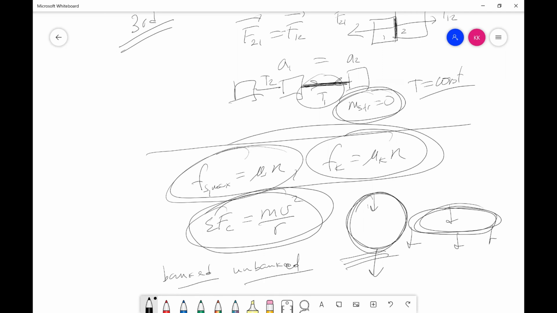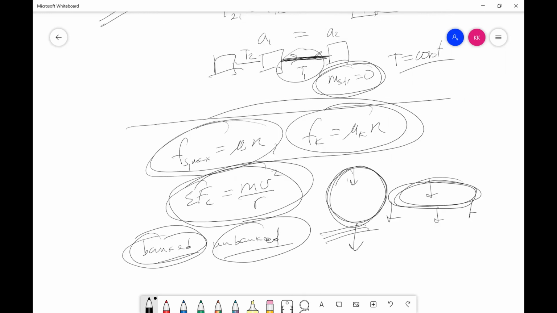So I talk about that also in a video lecture. Make sure you understand the difference between banked and unbanked roads, and how to find quantities like the designated speed or the banked angle and all of those things. All right, any questions?